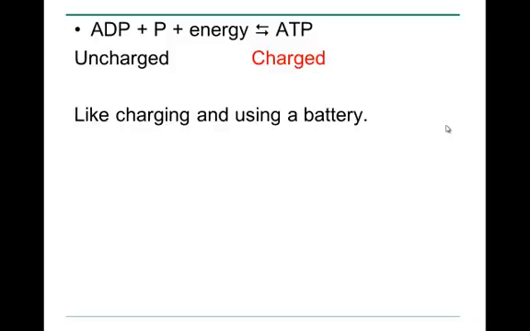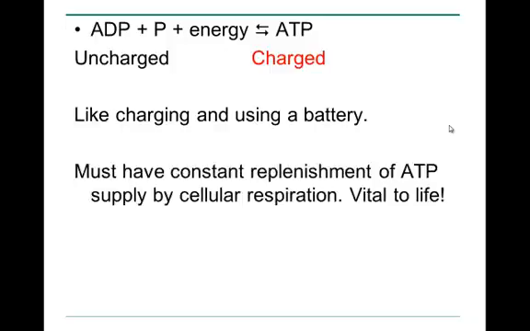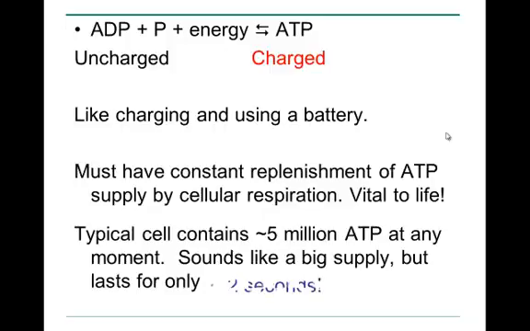Once a living thing runs out of ATP and can no longer have an energetic input to keep itself organized, that's the cause of death. And a typical cell, and this is a bacterial cell, contains 5 million ATP at any moment. That sounds like a big supply, but it turns out it lasts for a very limited time. It lasts for only 2 seconds, and so that's not very much time. So you always have to be replenishing your ATP. A living thing, you included, must always be replenishing the ATP to maintain life.